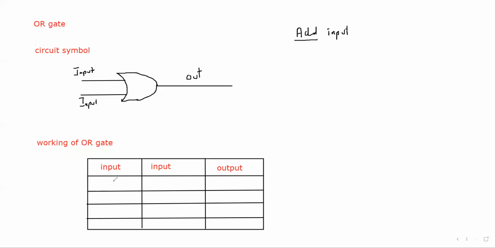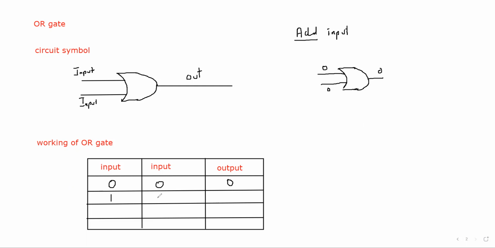So for example, if both inputs are 0, 0 and 0. So if both of the inputs are 0, 0 plus 0, what will be the output? The output will be 0. So what is the meaning? It means if both inputs are 0, there is no current, then output will be 0, and at the output there will be no current as well.